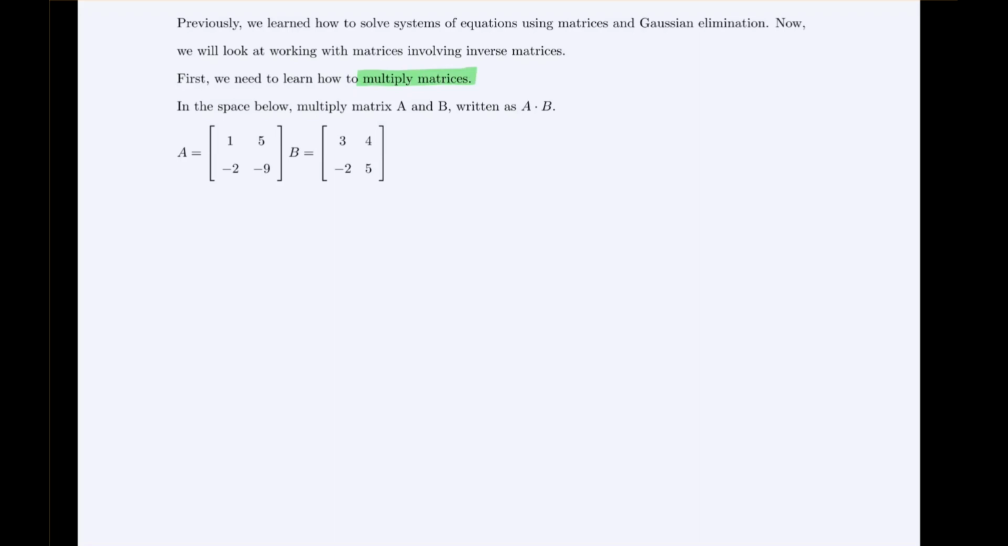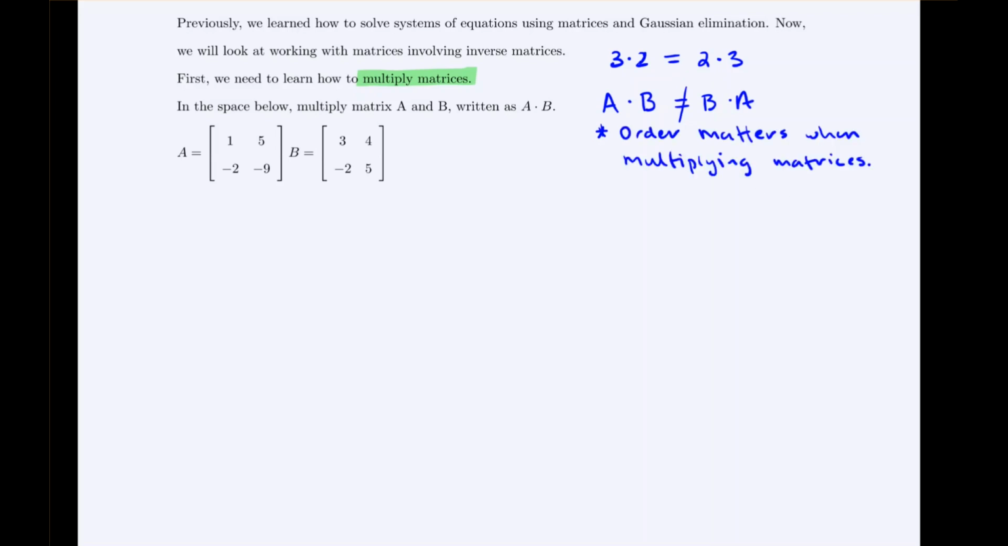Now, one thing that's important is whenever you multiply numbers, 3 times 2 is equal to 2 times 3. The order doesn't matter. But when it comes to multiplying matrices, A times B is not necessarily equal to B times A. So we'll want to remember that when we multiply matrices, order matters.